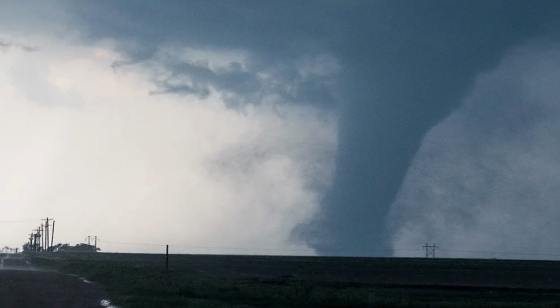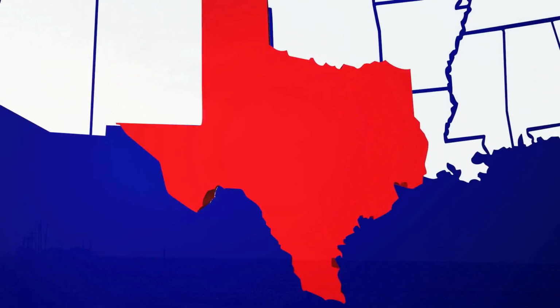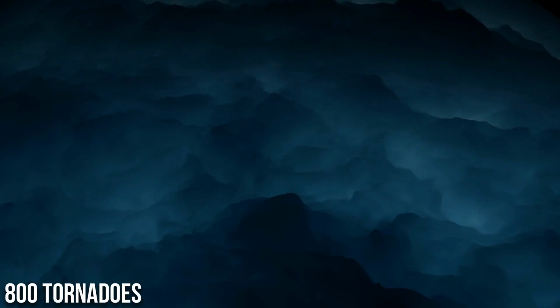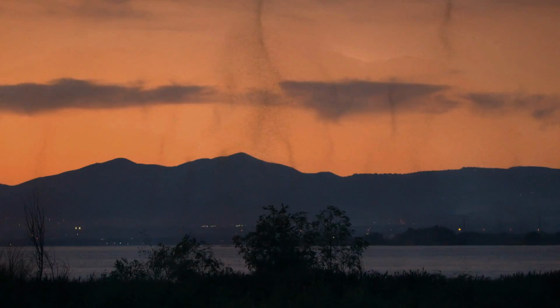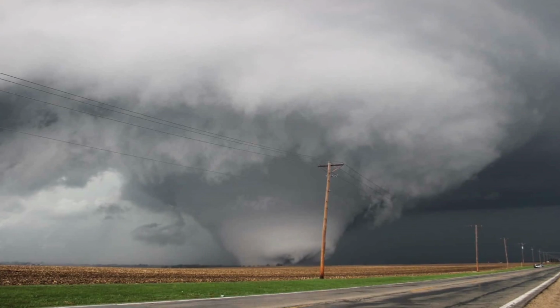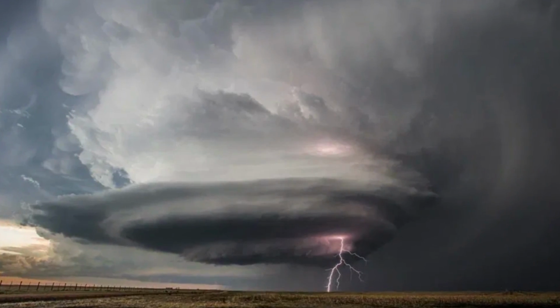In the U.S., there's a region known as Tornado Alley, encompassing Texas, Oklahoma, Kansas, and Nebraska, which produces nearly 800 tornadoes annually. The ideal conditions for tornadoes are commonly found in this area. Before we understand why Tornado Alley produces the most tornadoes, we need to know how tornadoes form.